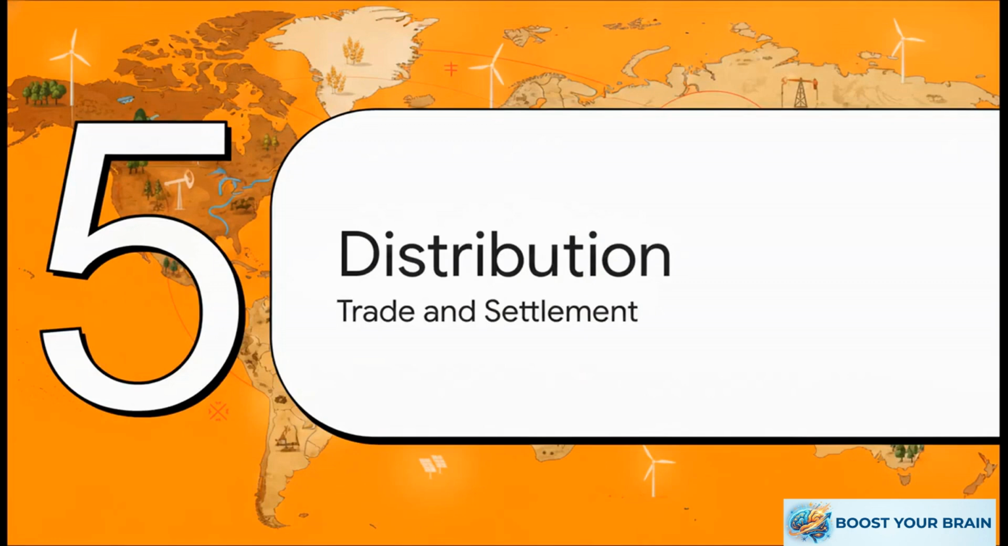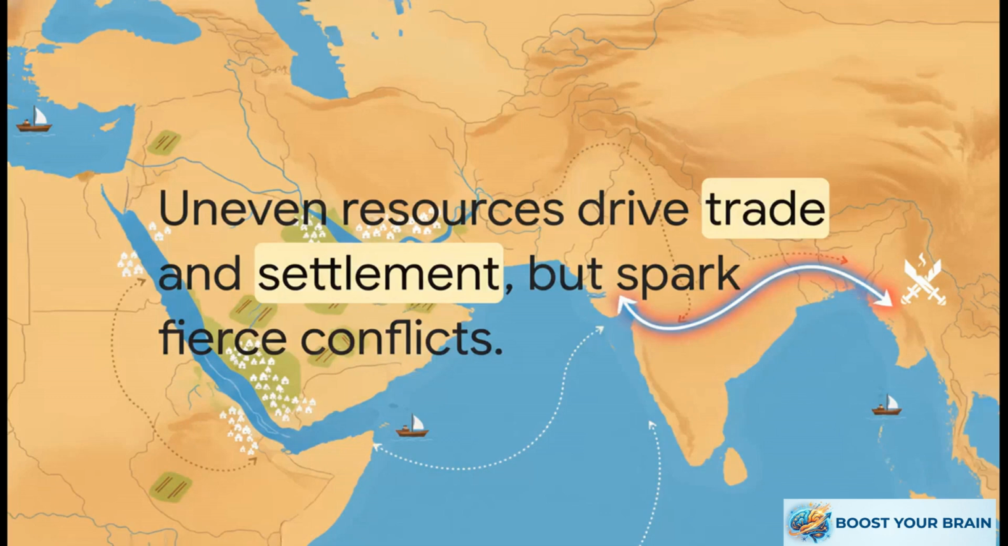Section 5. Distribution and conflict. Power, trade, and settlement. The harsh reality of our planet is that nature didn't exactly hand out resources equally, and this uneven distribution deeply shapes human society. Because fertile soil, fresh water, and valuable minerals are concentrated in specific areas, it heavily influences human settlement and migration patterns. It drives massive international trade networks as countries buy what they lack.